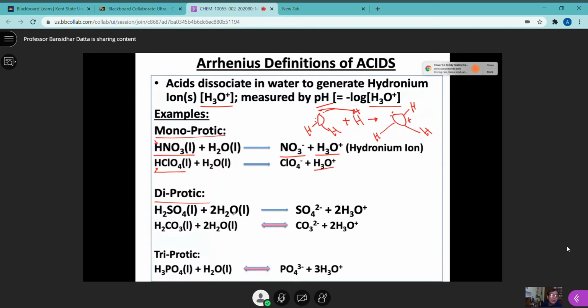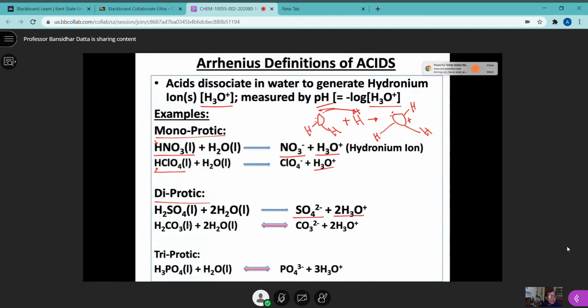Add water, you get H2SO4, 2 minus sulfate ion, right? 2 hydronium ion, 2 H3O positive, because there are 2 protons there. And one arrow indicates the complete dissociation. So these are complete dissociation, this is a complete dissociation.